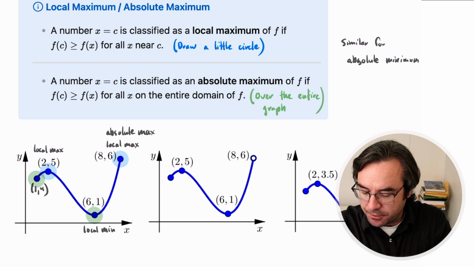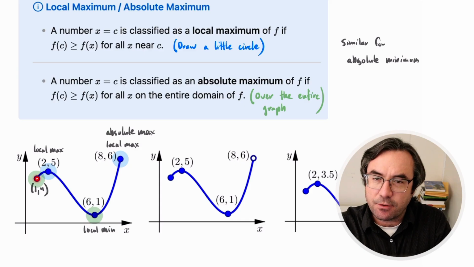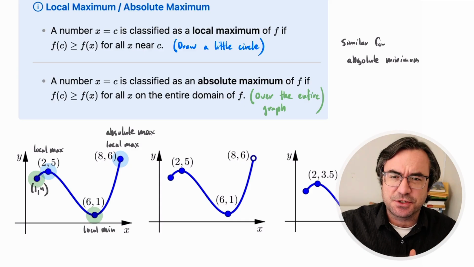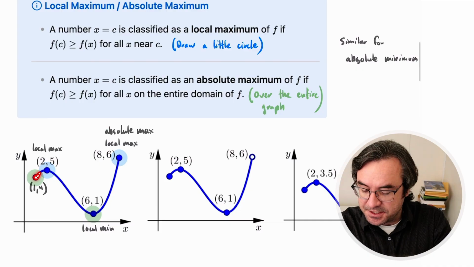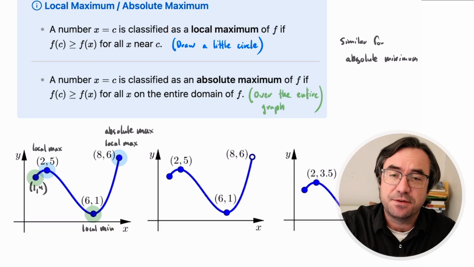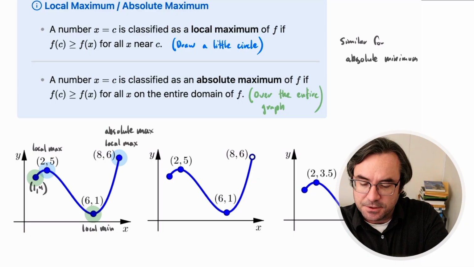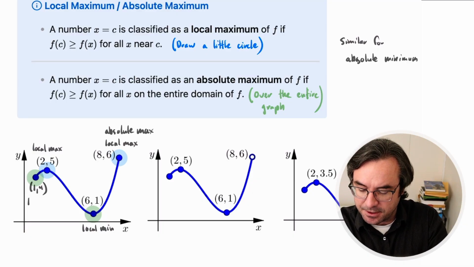Okay, let's go to the other point. If I look at all the points on my graph that are just inside that little circle, this one point is the lowest of those. All the other little points are a little bit uphill. So this would also be considered a local min.